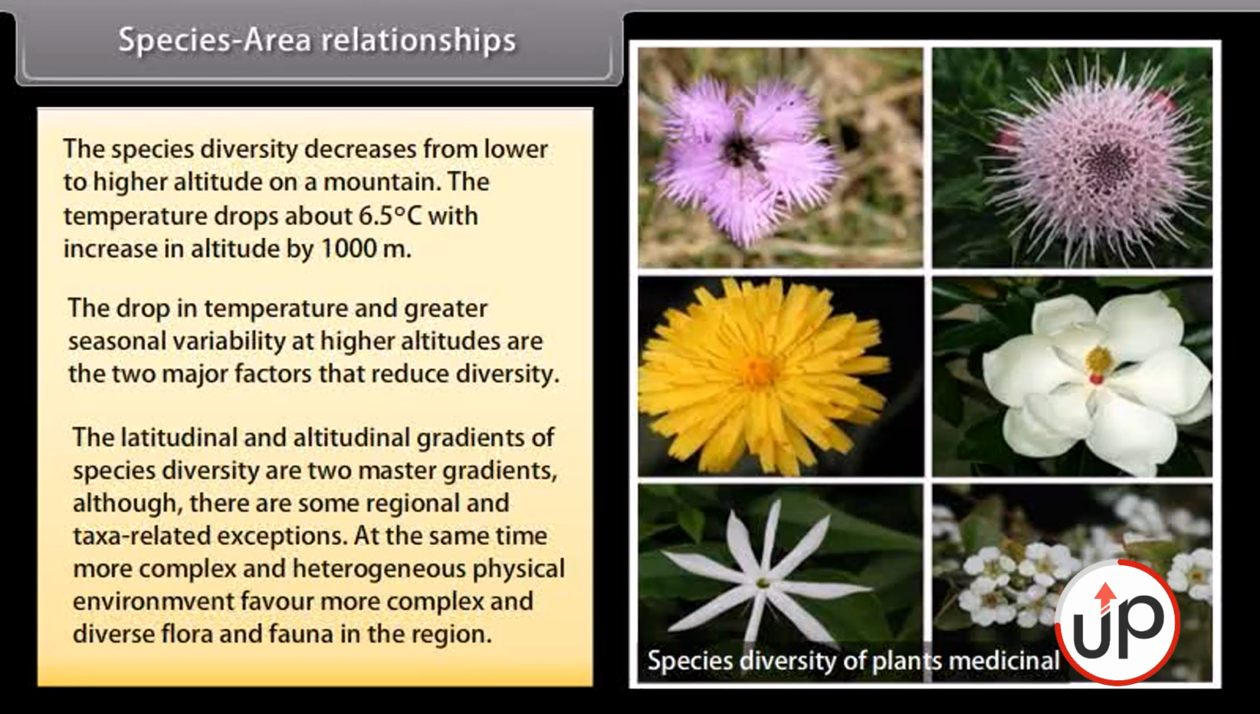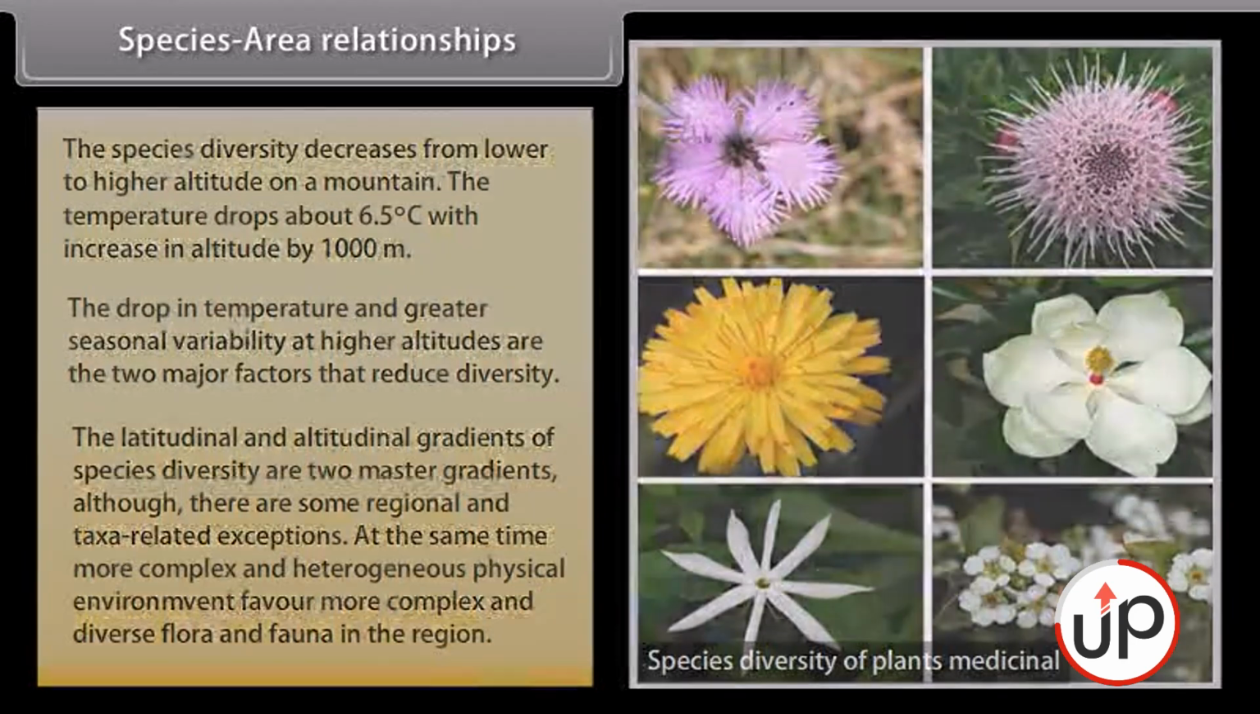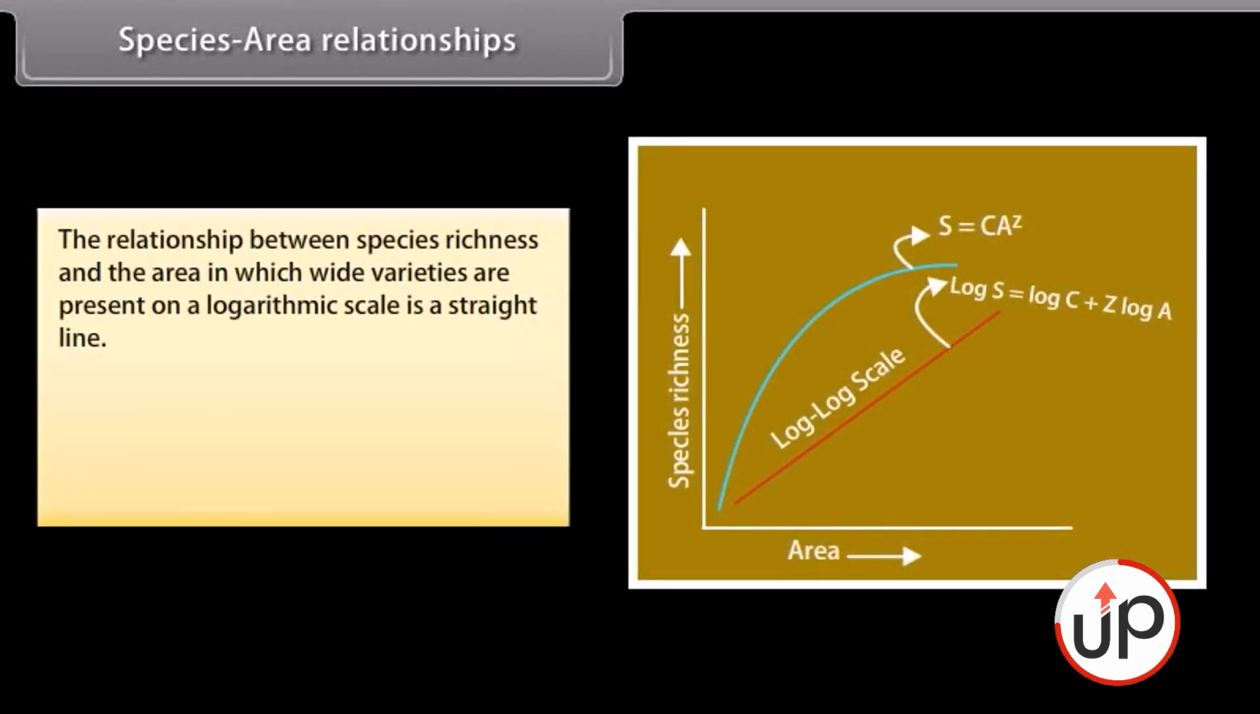At the same time, more complex and heterogeneous physical environment favor more complex and diverse flora and fauna in the region. The relationship between species richness and the area in which wide varieties are present on a logarithmic scale is a straight line given below. Log S is equal to log C plus Z log A. Z is slope of the line. C is y-intercept.